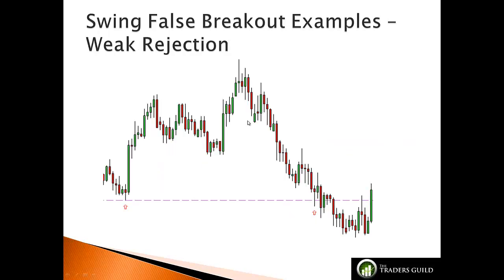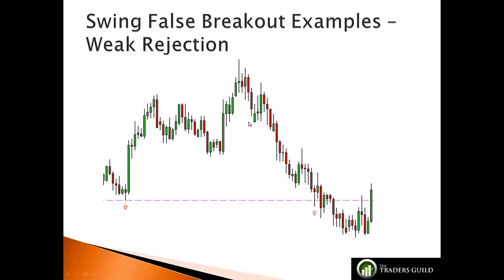Now I said we want to look for strong rejection signs or material false breakouts. This is one where we don't have a very strong trend. Price is always going to be moving back in a trend-like fashion because of the nature of swing false breakouts. But we can see here the false breakout doesn't stand out as good rejection. I don't look at that and think, yeah, that's definitely quite a load of people offside. It just looks like a normal bar in the normal course of things.